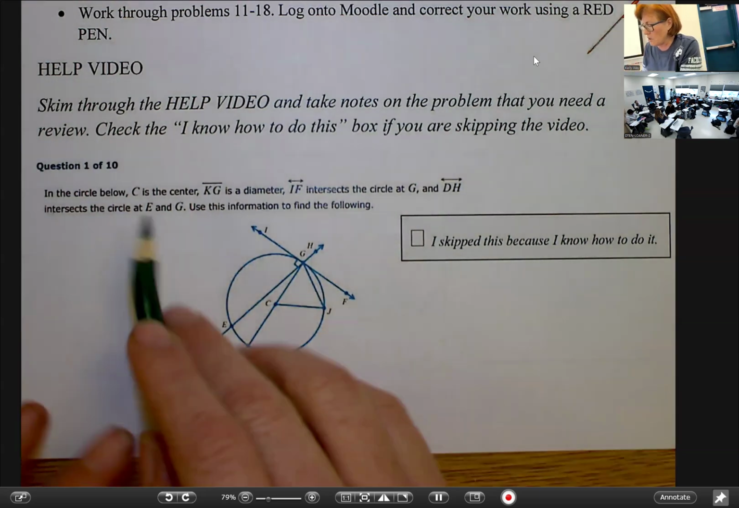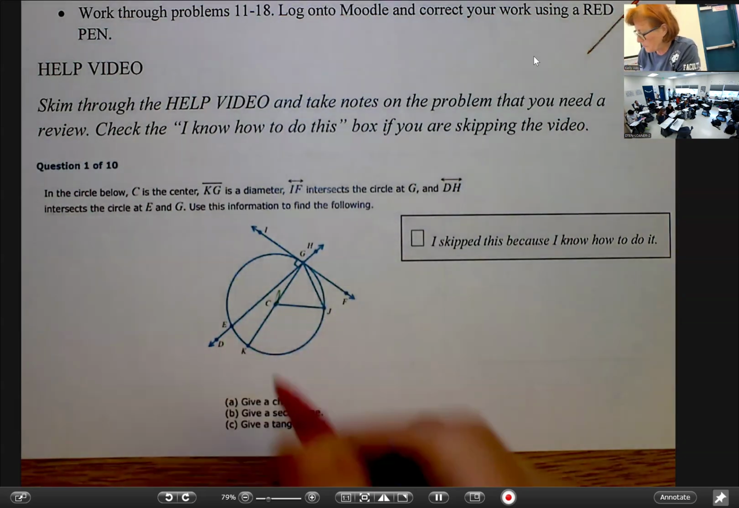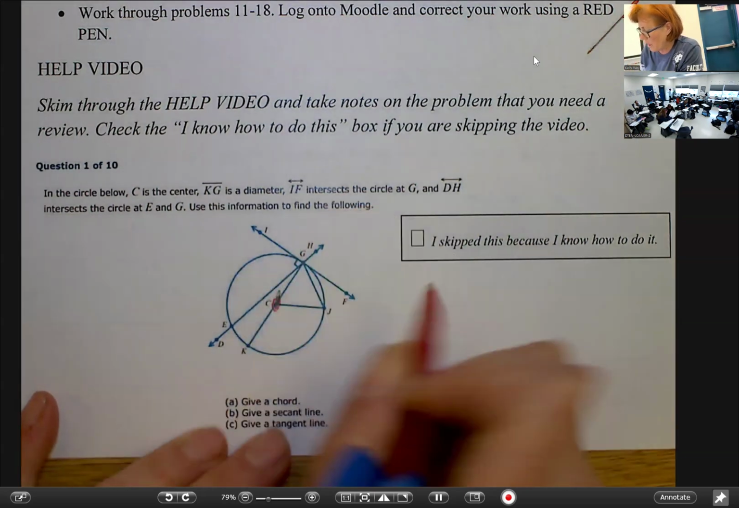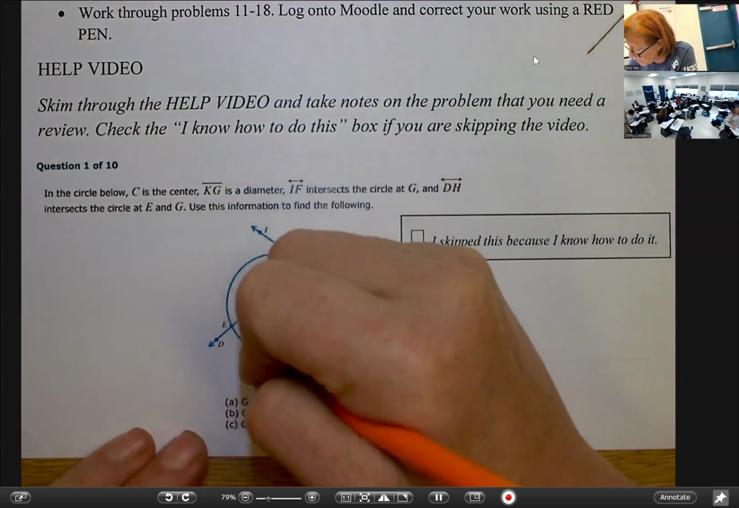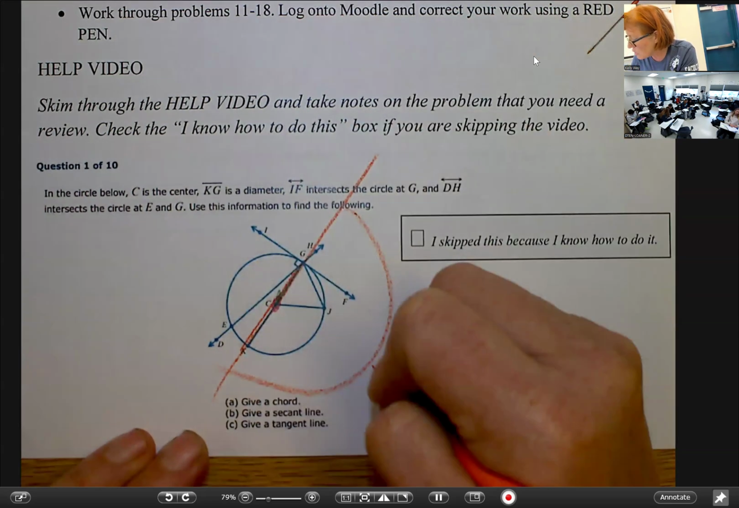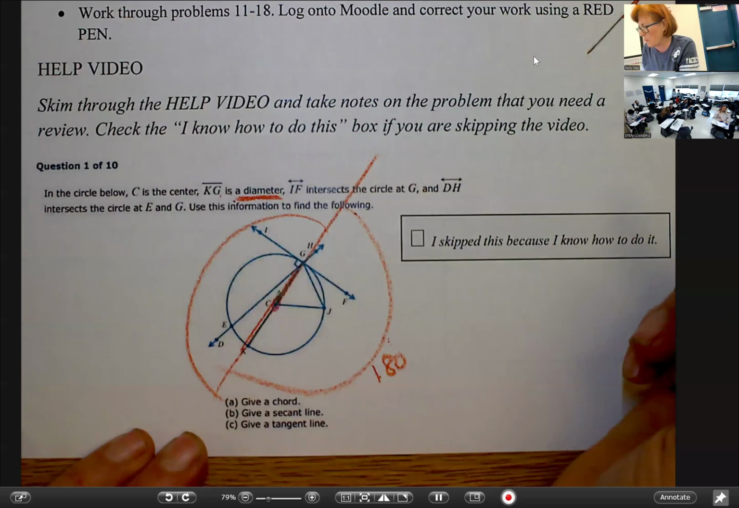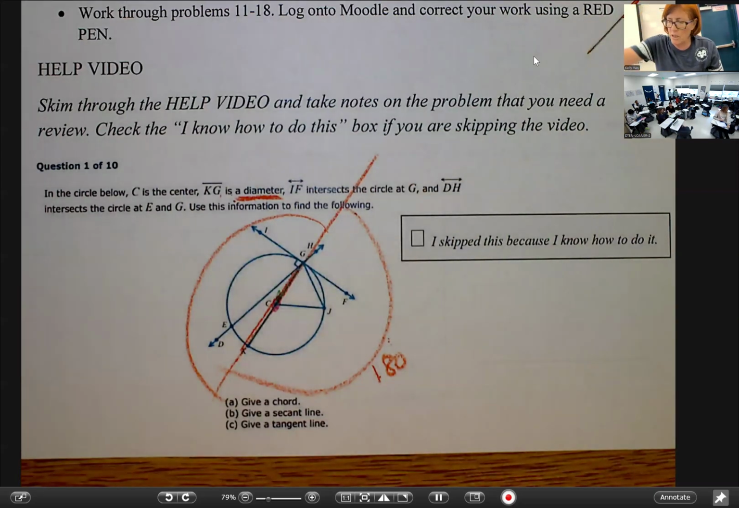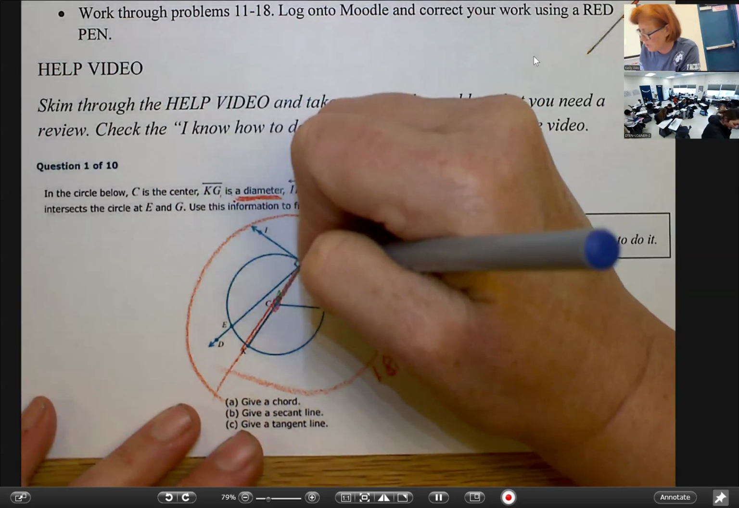It says in the circle below, C is the center. KG is a diameter. Whenever you have a diameter, you should trace, stretch, sweep. Just always get in the habit of the word diameter: trace, stretch, sweep. It says right here that IF intersects at G, which makes this a tangent.